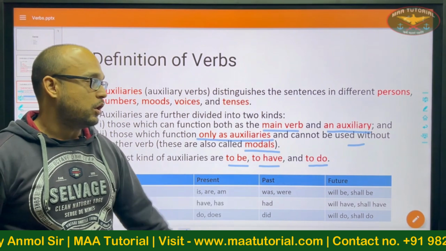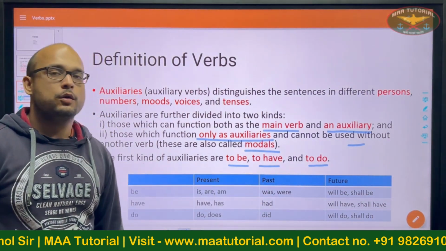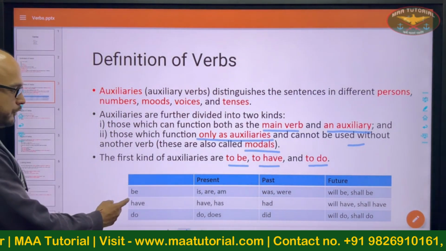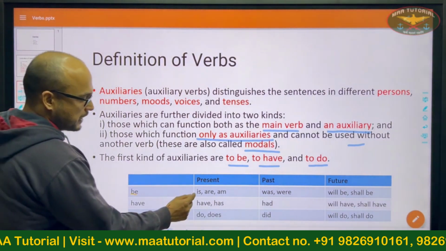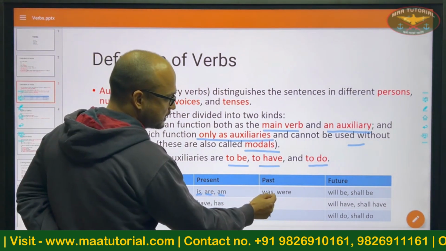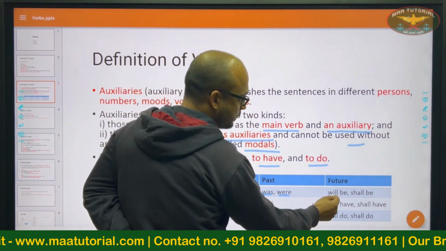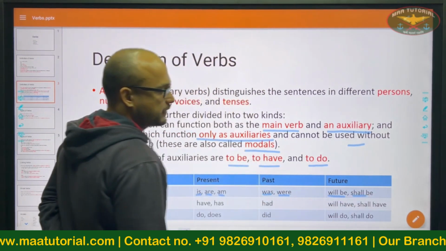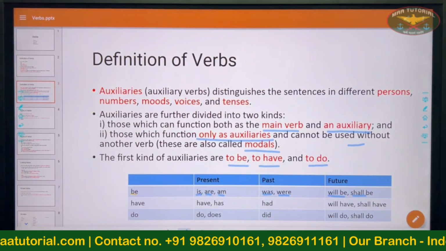Similarly, its past is was and were, and the future is will be and shall be. So for be, we see the present forms are is, am, and are. The past form of be is was and were, and the future is will be and shall be, which means the same thing. Will and shall pretty much mean the same thing here.